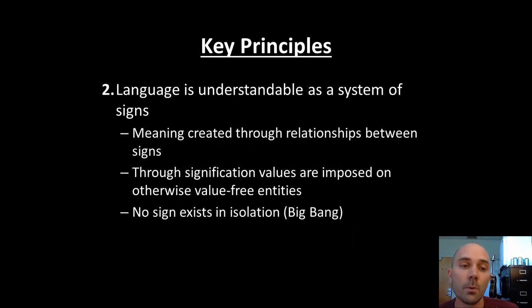The second key principle is that language is understandable as a system of signs, and so meaning is created through the relationships between those signs. Again, that's the big bang of language. There has to be this system that's in place in order for any of it to make sense. We can't understand just one little part of the universe of language. We have to have an understanding of these deep structures of the whole system. And through the process of signification, values are imposed on otherwise value-free entities. So the box of chocolates, the pickup truck, the minivan, right, get all these sort of social values attached to them.